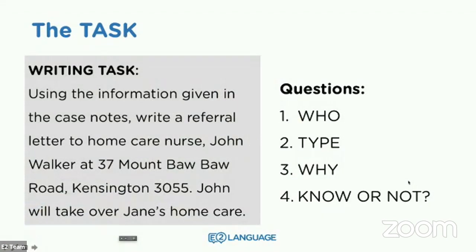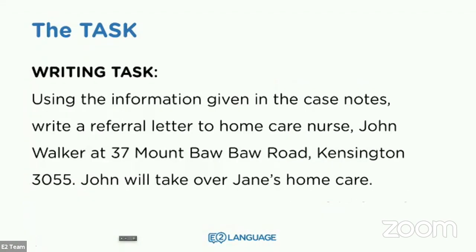Correct. Some people are saying, yes, John knows Jane. I would beg to differ. Let's go back and look at this. Using the information given in the case notes, write a referral letter to home care nurse John Walker. John will take over Jane's home care. It does not say it explicitly, but it implies that John does not know Jane. You have to infer that. John does not know Jane.